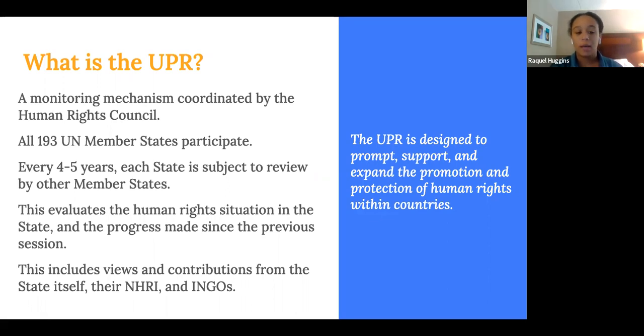Recommendations aren't just given by other states, they're also given by the state itself that's under review, along with NHRIs and INGOs. So at its crux, it's designed to prompt, support, and expand the promotion and protection of human rights within countries that participate in the UN member states. Next slide, please.